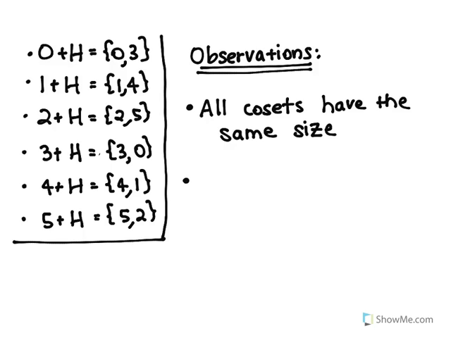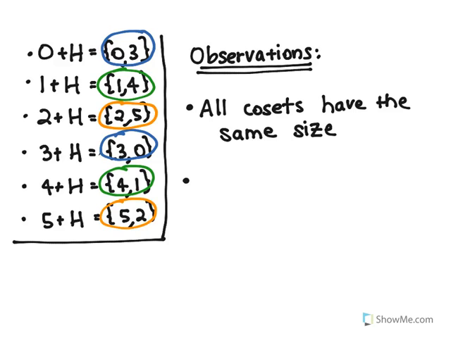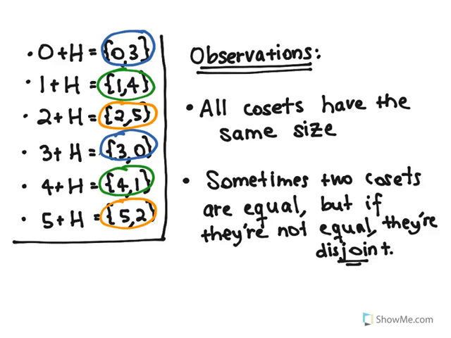And the second observation I want to make is that sometimes 2 of them are equal. For instance, notice here the coset 0 plus H and the coset 3 plus H contain the same elements. Similarly, 1 plus H and 4 plus H, those are the same set. And 2 plus H and 5 plus H, same set. So sometimes 2 cosets could be equal, but when they're not equal, like 0 plus H and 1 plus H, when they're not equal, they're totally disjoint from each other. 0 and 3 has no elements in common with 1 and 4.